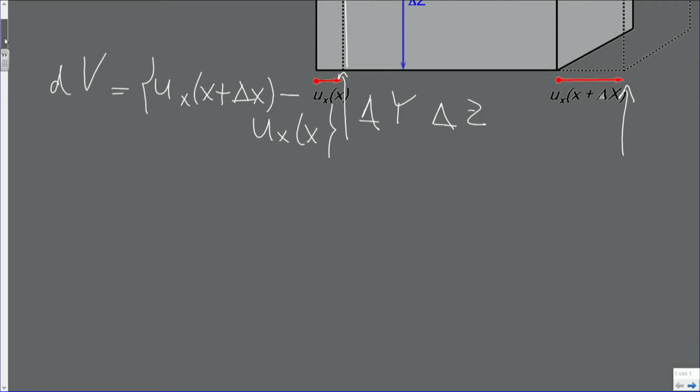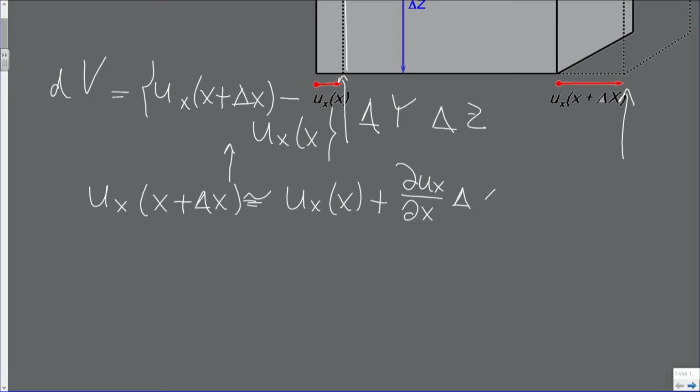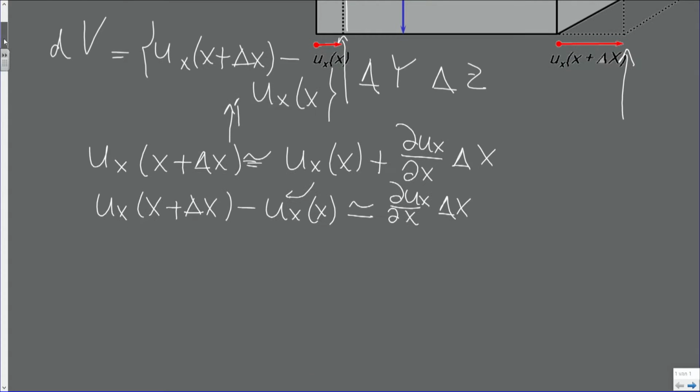What we're now going to do is approximate this term, because delta X is rather small. We assume we can do a Taylor expansion of this term, Ux at x plus delta X, as being approximately Ux at x, the original one, plus the change, the first derivative following Taylor, times delta X. We can now bring this one to the other side, so we get Ux at x plus delta X minus Ux at x is approximately dUx/dx times delta X. So here you see this term that we can put in there.